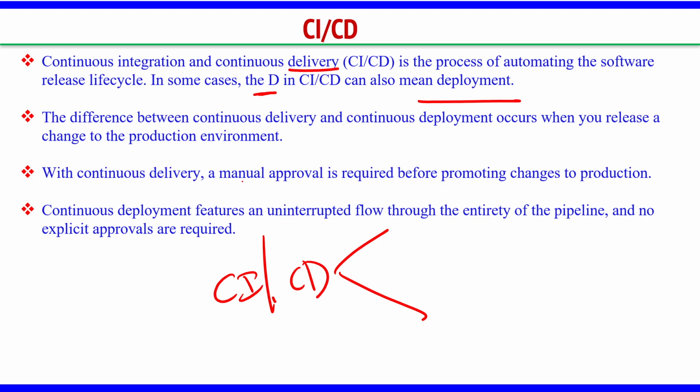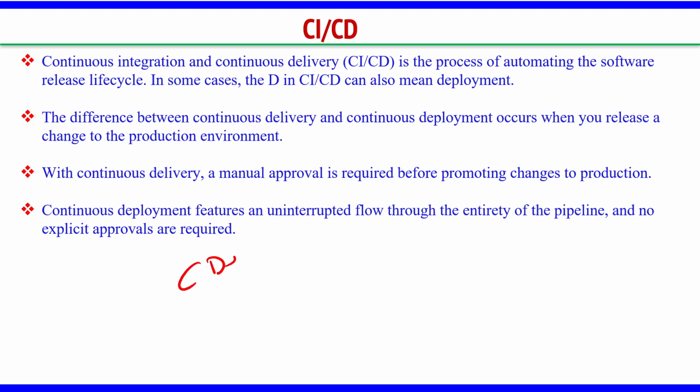Okay, when you release a change to the production environment, then only we observe the difference between these two. With delivery, a manual approval is required before promoting changes to production. In continuous delivery, a manual approval is required. You need to click the button, yes, please upload. Whereas in continuous deployment, there is an uninterrupted flow through the entirety of the pipeline and no approvals are required, right?